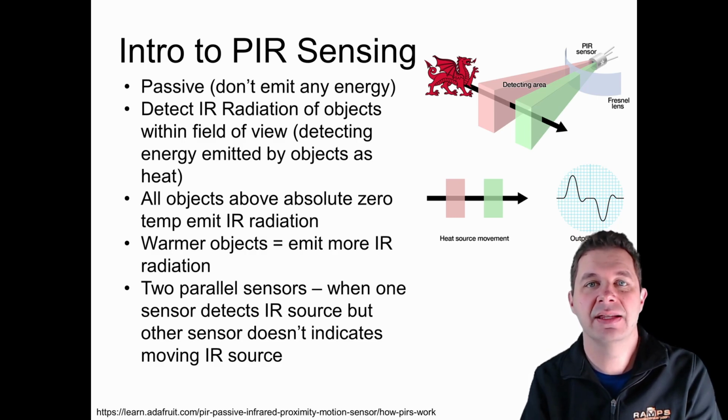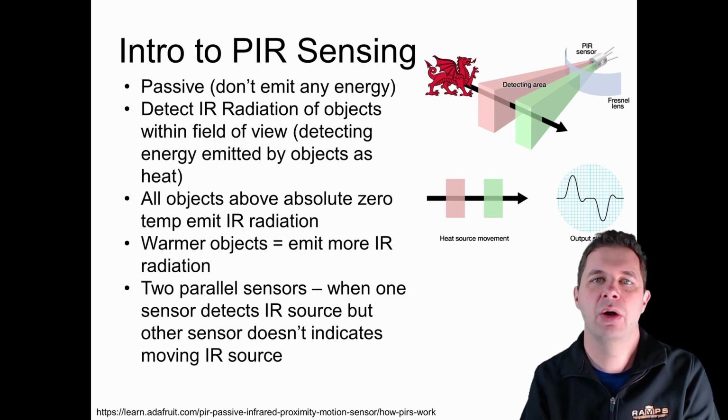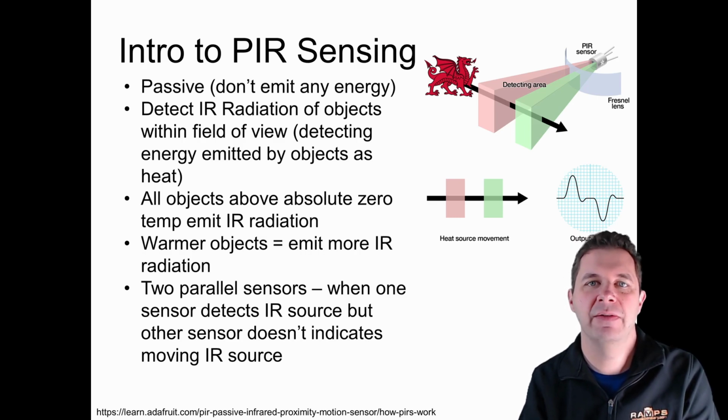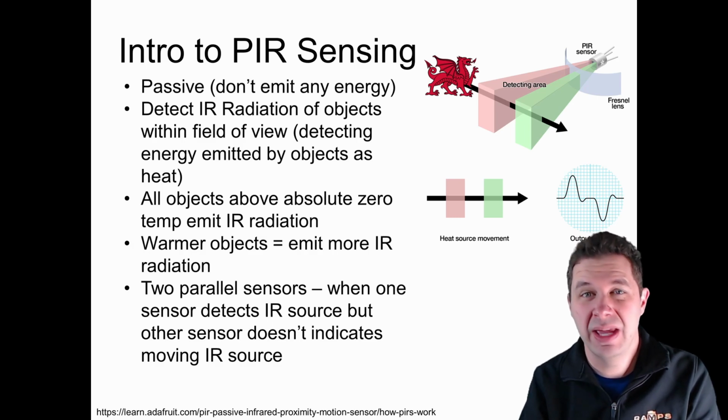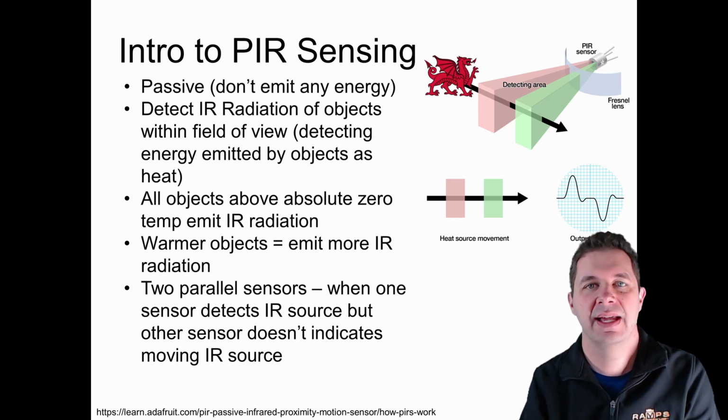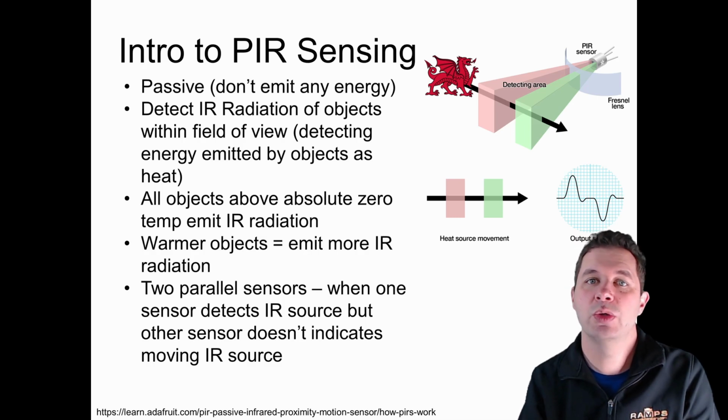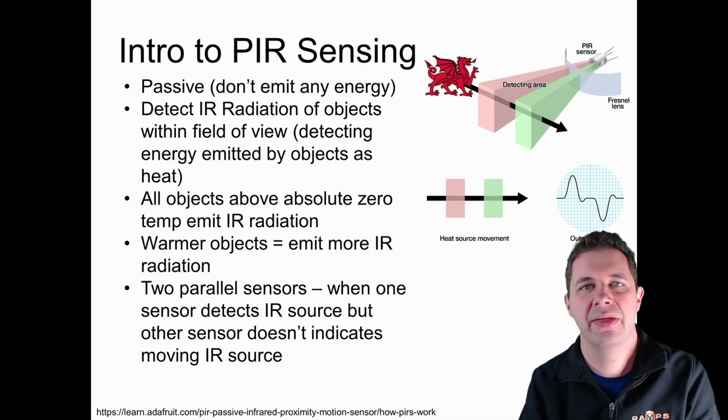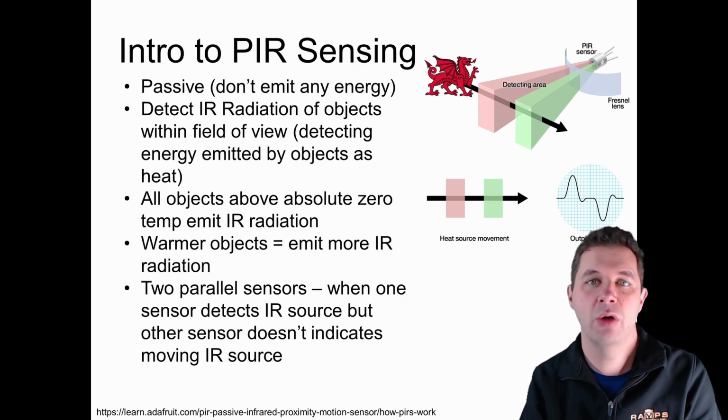Now, everything that's at a temperature above absolute zero will generate some level of infrared radiation. This is the basis behind our thermal imaging that we looked at in previous lectures. And so some things will generate more thermal radiation than other things. Particularly, hot objects will generate more thermal radiation than colder objects.